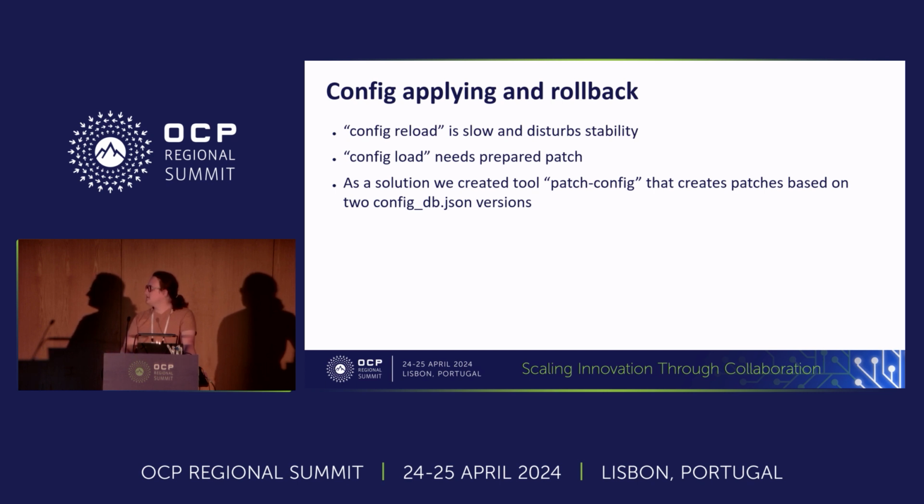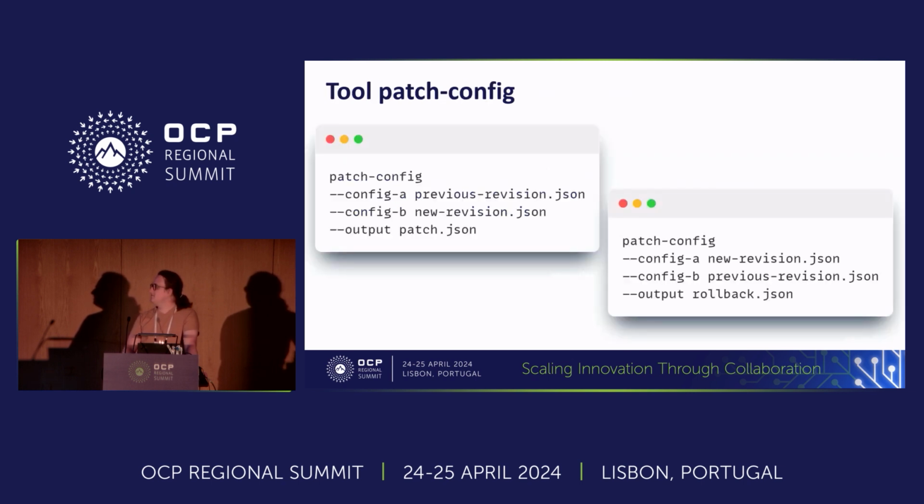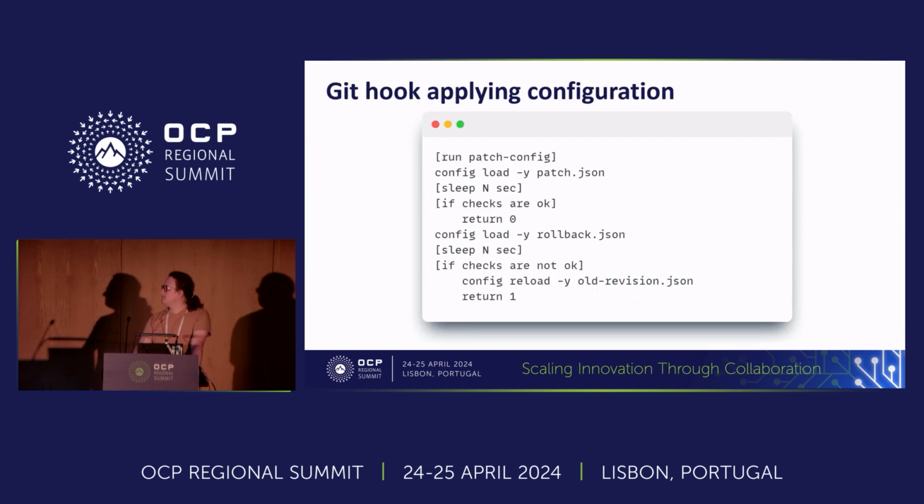So we created a simple tool that we will share, patch config, that just takes two config DB versions and generates a patch. And if you reverse the arguments, it generates a rollback patch. And with this tool, very simply, you can achieve the goal of applying changes. And that's how our Git hook looks.